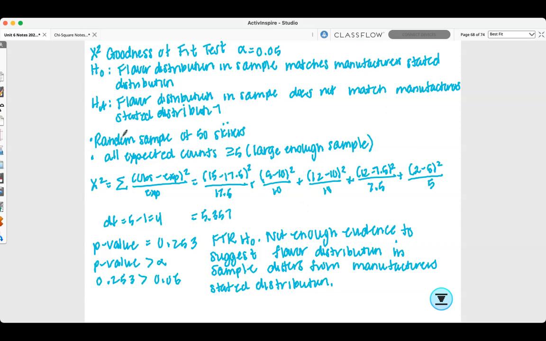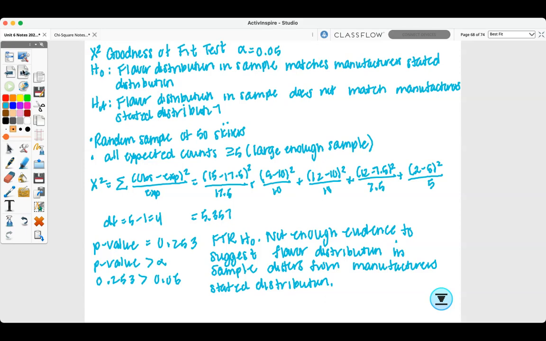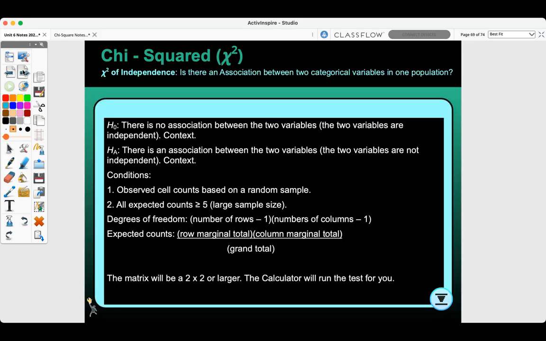And that is your chi-squared goodness of fit test. The next one is the chi-squared test of independence. Is there an association between two categorical variables in one population? So here your null hypothesis would be there's no association between two variables. The two variables are independent, and you need to state that within context. The alternative hypothesis is there is an association between two variables, and the two variables are not independent, and you also need to state that within context.